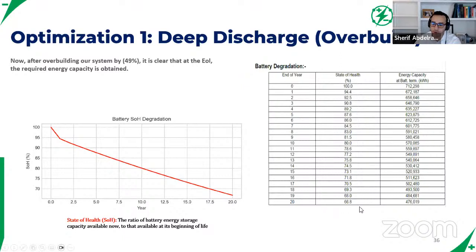Also, the state of health here is 66.8%. You will find some battery OEMs, specifically LFP battery OEMs, that allow their cells to degrade down to 65% and will give you a performance guarantee at that level. So really, throughout all simulations here, we're assuming the minimum state of health, or the end of life state of health, is 65%.